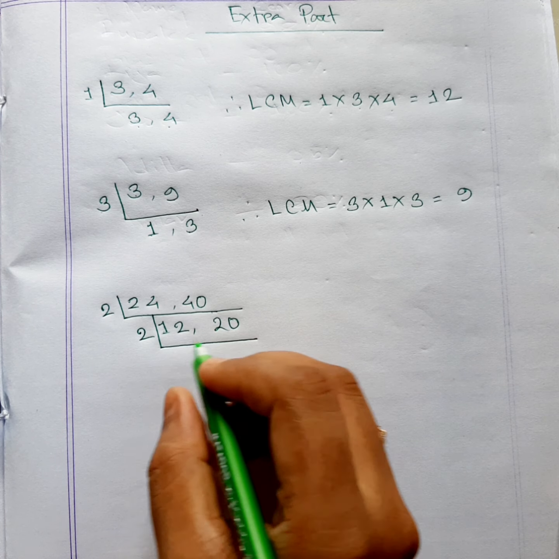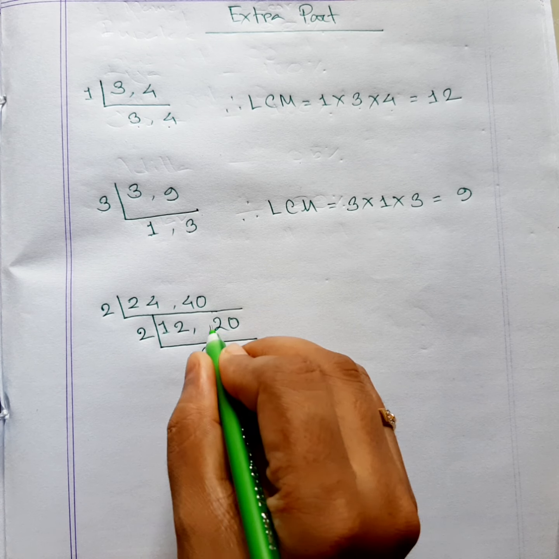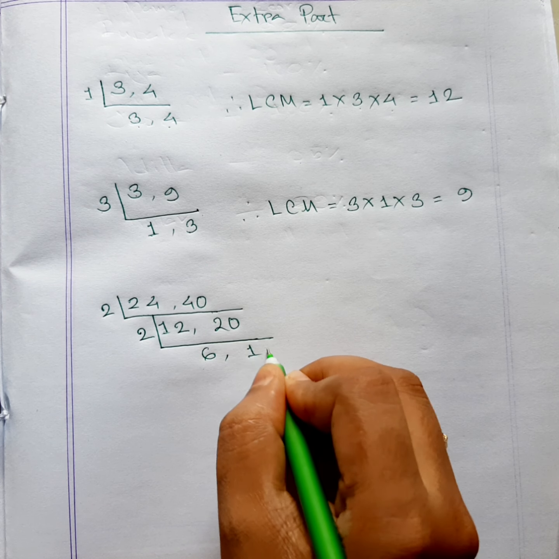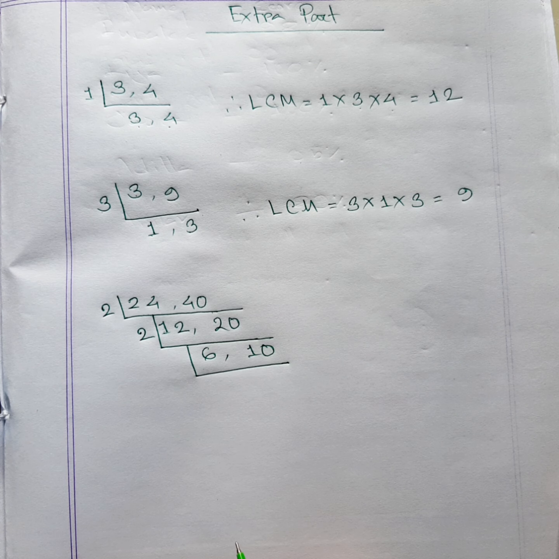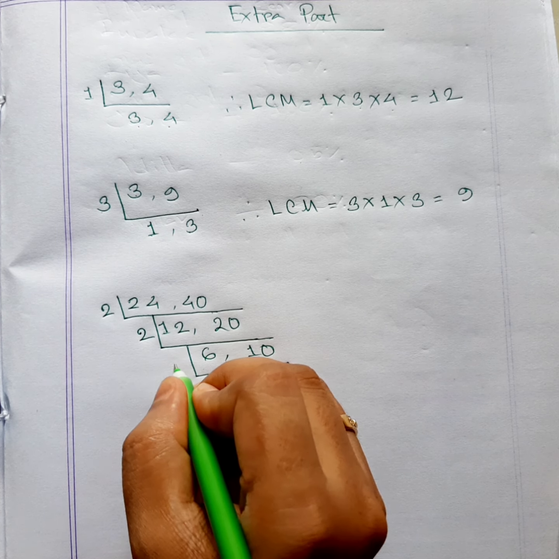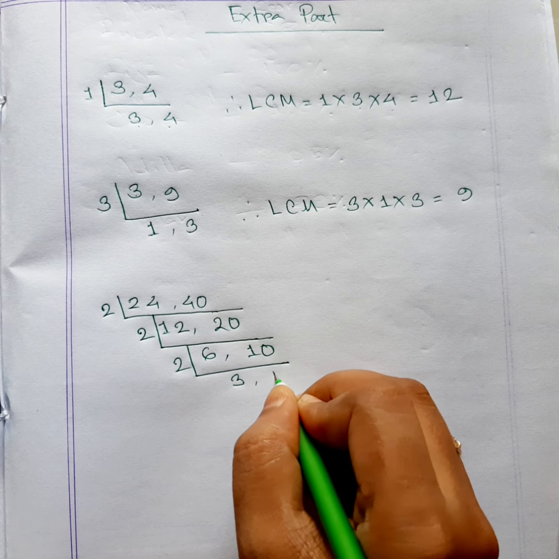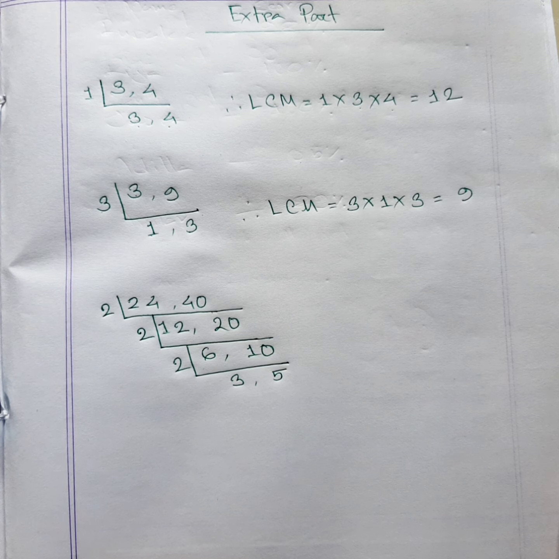If you divide 12 by 2, then the answer is 6, and 20 divided by 2 is 10. Can you divide by 2 another time? Oh yes, we can do more. 6 and 10 divided by 2 give 3 and 5. I hopefully understand how we are doing that.